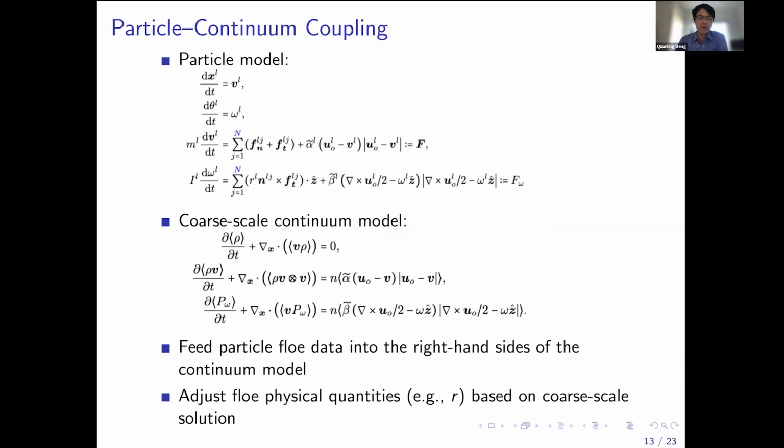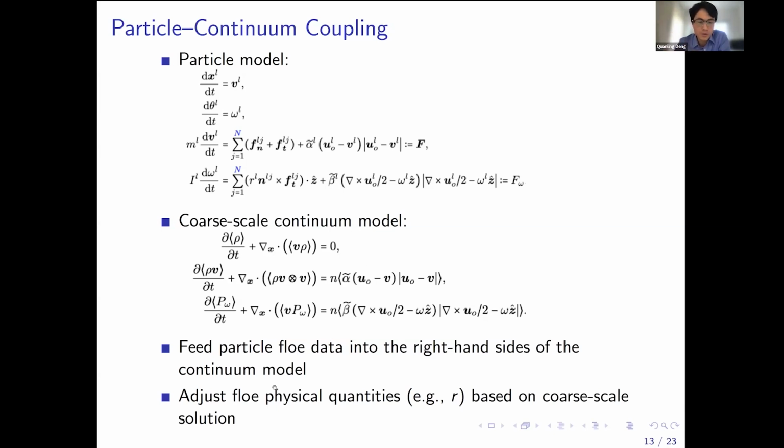So the coupling process takes a very simple first step. We feed the particle flow data information, so basically look into each cell, do some averages on the flow particles using statistical moments, and then feed that into the right-hand side of this continuum model. Here in the right-hand side, the angle brackets show the averages on each cell of the drag forces or drag torques. That's from the particle model fed to the coarse scale continuum model.